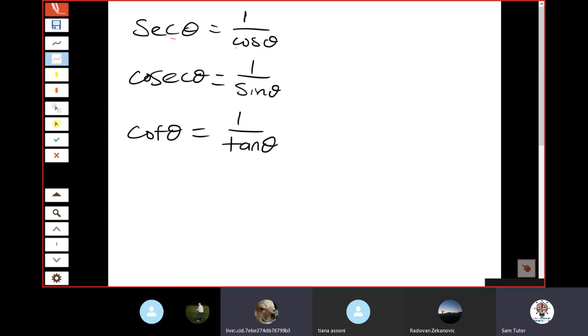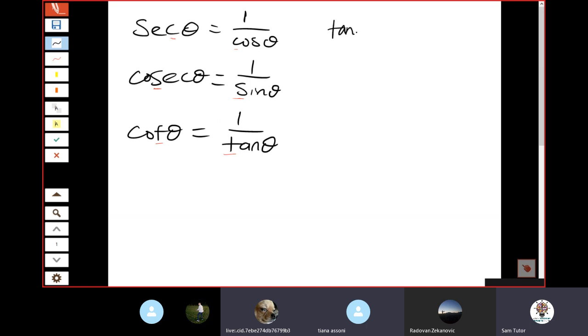Okay, the way you remember it is very straightforward. The third letter of this must be the first letter here. So sec, third letter is C, it's 1 on cos. Cosec, third letter is S, 1 on sine. Cot, third letter is T, 1 on tan. Easy to remember? Yep.